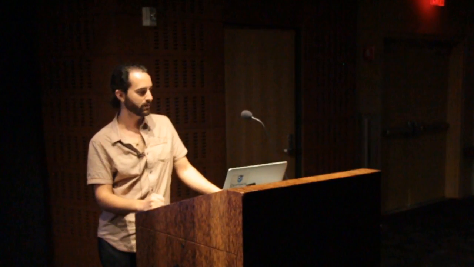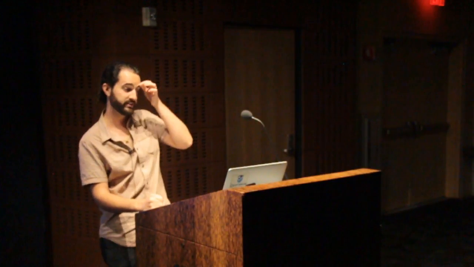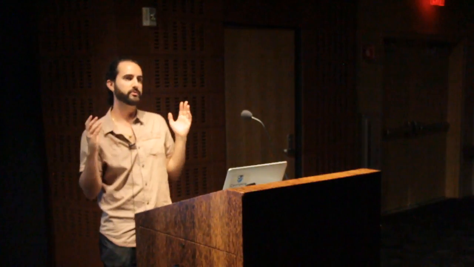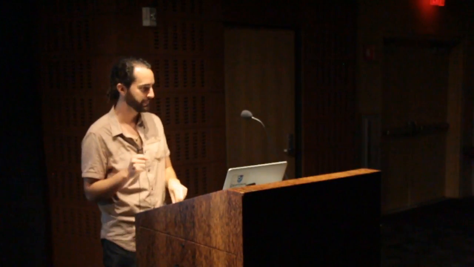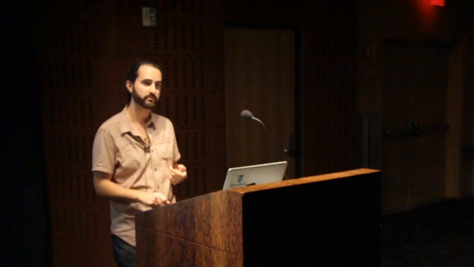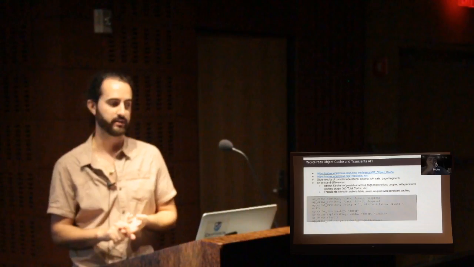Okay. So caching and transients, and I'm not referring to caching plugins. So there's the WordPress object cache and the WordPress transients API, and they're very similar. I linked to both of them here. Both are meant to store the results of complex operations, such as external API calls, page fragments, anything that you don't want to do every single time. You can either stick it in the transient or you can stick it in the object cache.